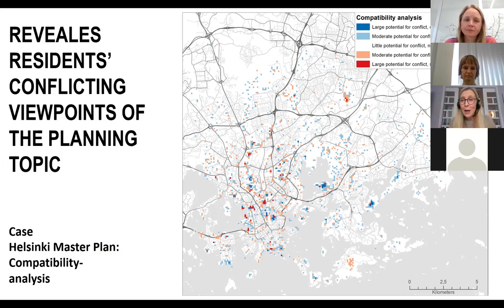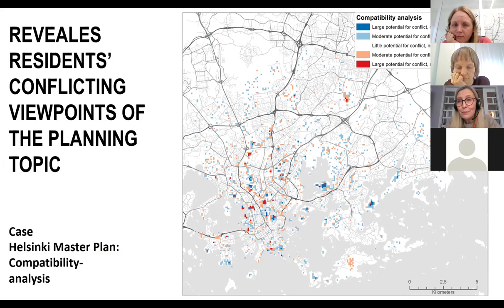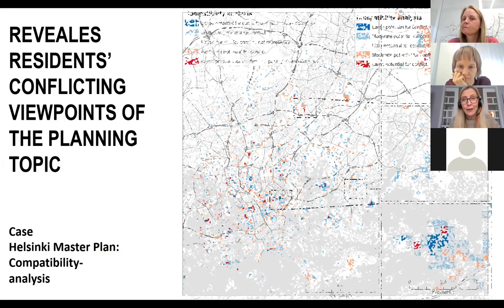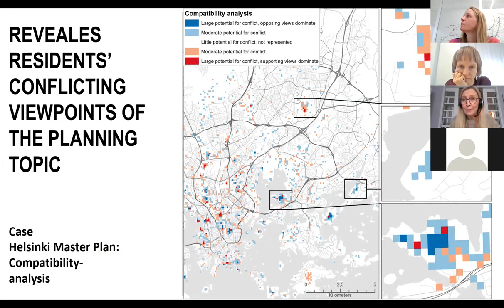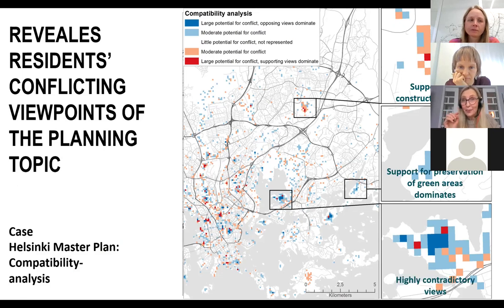So in this map, with red and blue, you can see all the locations where people have not been agreeing about whether a place should be built up or not. So, if there is more red in that grid cell, it means that the support for new construction dominates in that grid cell. If the grid cell is blue, it means that the preservation of green area dominates.